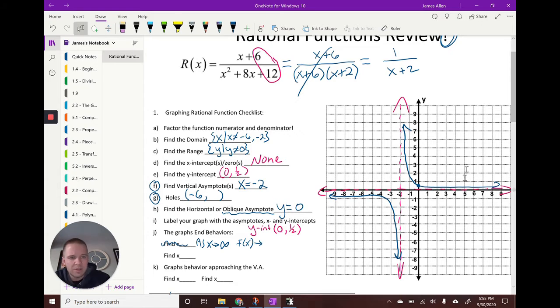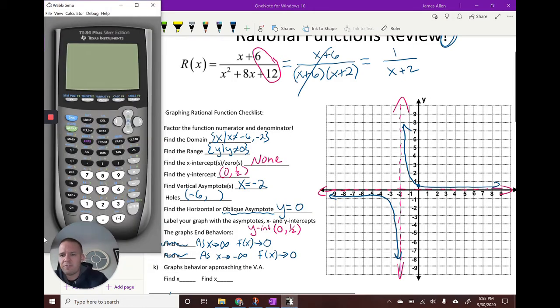Well, it keeps getting closer to this asymptote. It keeps getting closer to a value of 0. And as x approaches negative infinity, we're over on this side right over here, right? We're, again, getting closer and closer to 0. So f of x approaches 0 once again.